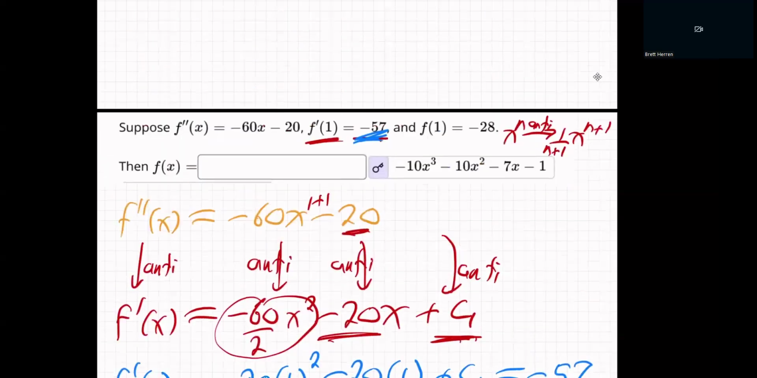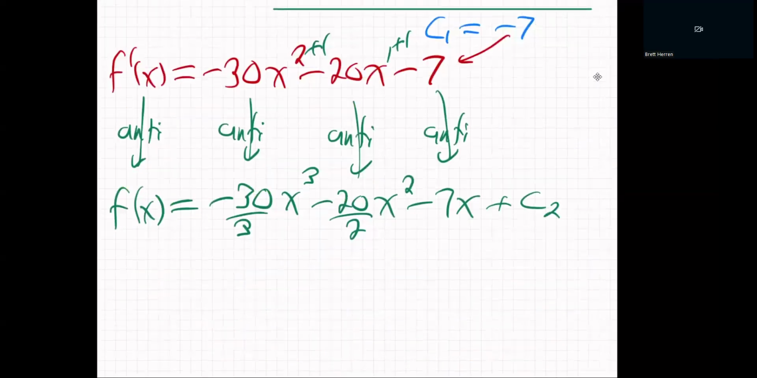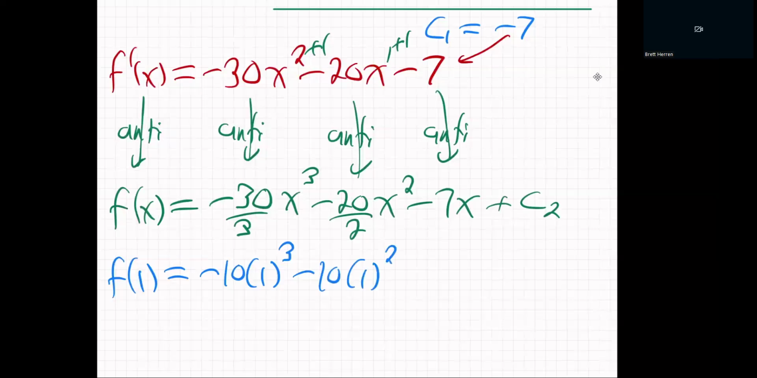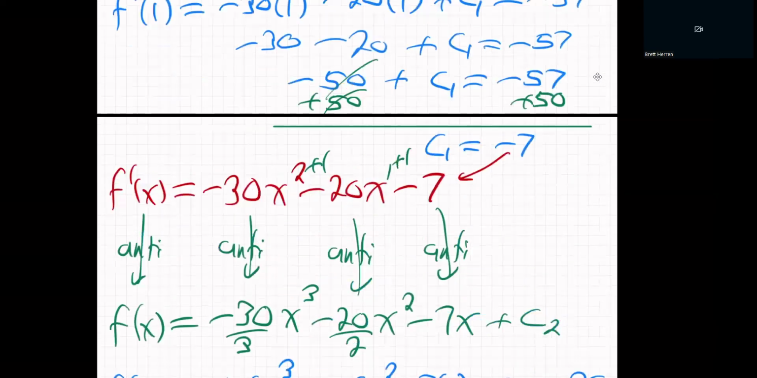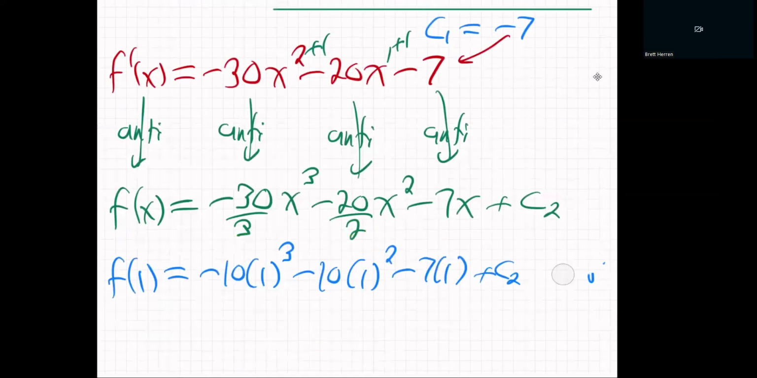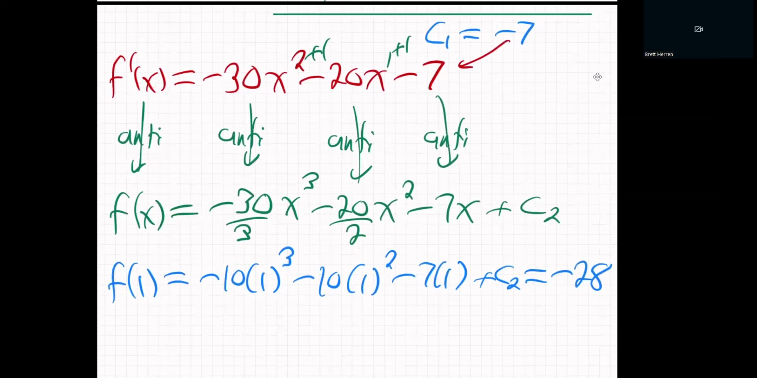So we use the other piece of information they gave us, which is right here. F of 1, plain F, no prime. F of 1 is negative 28. So F of 1, so that'd be negative 10 times 1 cubed minus 10 times 1 squared minus 7 times 1 plus constant 2 is, was it 28? F of 1 is 28? Oh, negative 20. F of 1 is negative 28. So let me change that as negative 28. So we can use that to solve for constant 2.